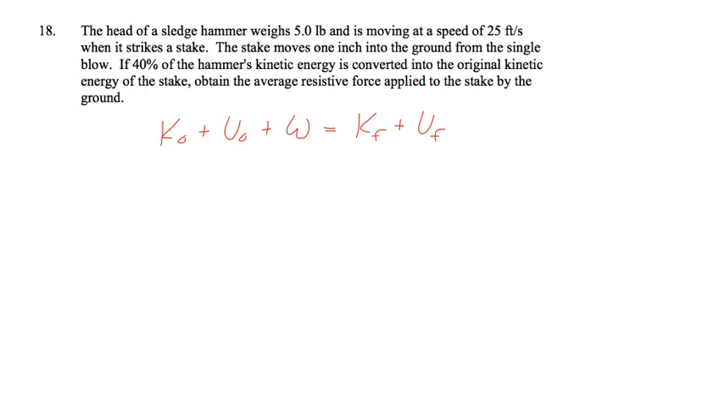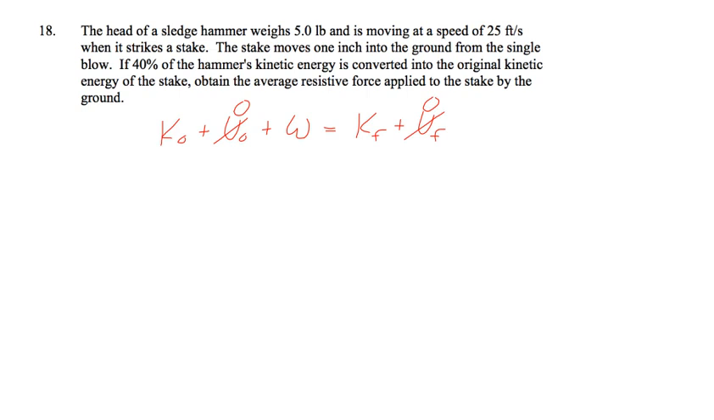Now, in this problem, the stake moves 1 inch into the ground. So it's already starting on the ground, and then we're moving it further into the ground. So even though it's vertically moving an inch down, it started on the ground. So there's no room for it to free fall through the air. So that means that there is no potential energy in this problem. We're just looking at the kinetic energy.